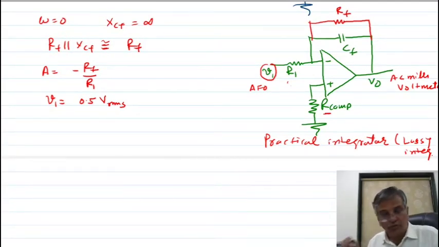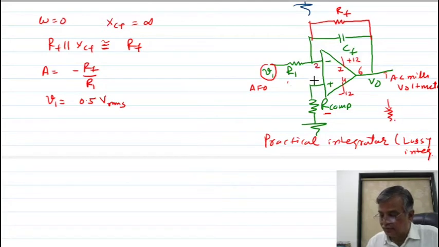And what is the way to do the practical? Here you have to connect plus 12 volt to pin number 7. Pin number 4 is minus 12. This is pin number 6, the output, with respect to ground. This is pin number 2, this is pin number 3. So this is the way to do the experiment.